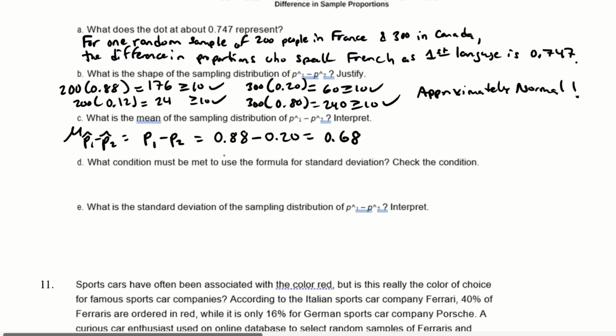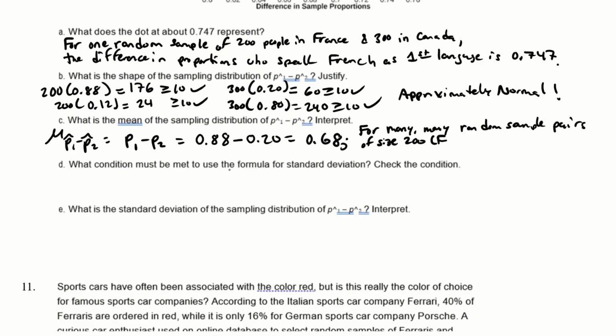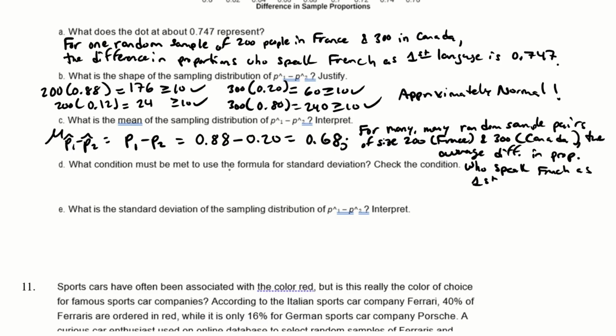Of course, we want to interpret that. So for many random sample pairs, we're pairs because we have two populations here of size 200 for France and 300 for Canada, the average difference in proportions who speak French as first language is 0.68.